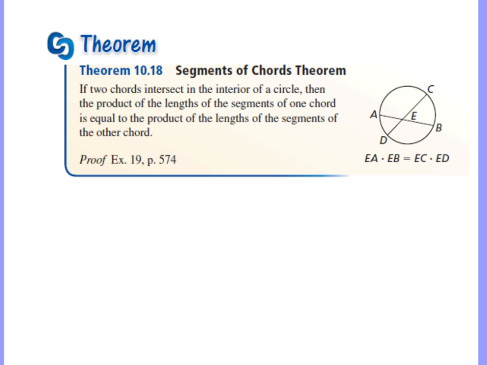The segments of chords theorem tells us that, of course, two chords at some point in time, if they're going in opposite directions, are going to intersect. And they intersect in such a way that there's a relationship between the lengths of the segments. So if two chords intersect, what I always like to tell students is that the relationship between the segments EA, EB, EC, ED is piece times piece equals piece times piece.